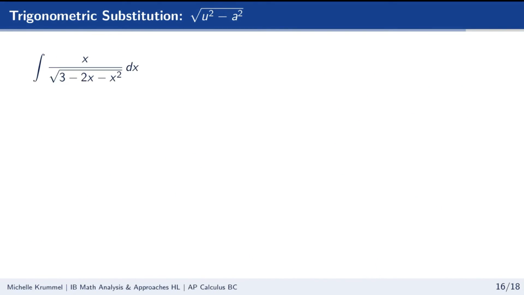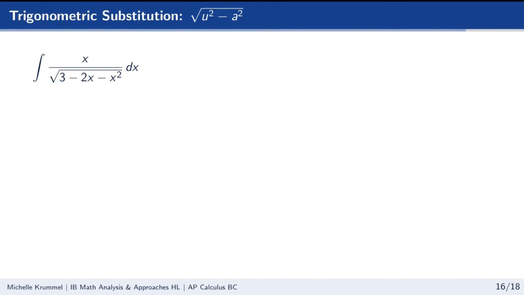And our final example, we want to integrate x over the square root of 3 minus 2x minus x squared. You could try u substitution here, but your du, if you're letting what's inside of the radical be your u, your du is going to be negative 2 minus 2x. And so you'll have to do some algebraic manipulation to get what you need for your du. It might work. I'm not saying it won't work, but we're going to try this using trig substitution.